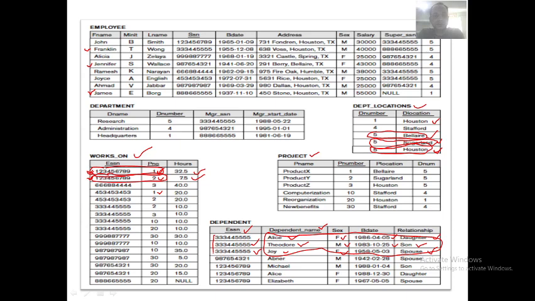Because they are present in Employee, sir. ESSN is present in Employee, no problem, but why do we need to take both together as a key attribute? Why not only ESSN, or why not only dependent name?